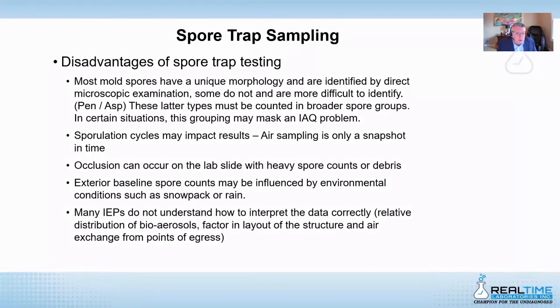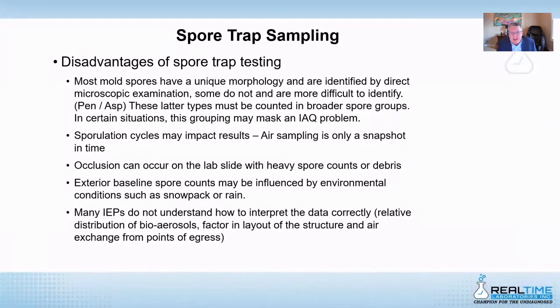You also have occlusion on the lab slide. And essentially what occlusion on the lab slide is when there's heavy particulate matter, whether that's other spores or maybe fiberglass or insulation or dust, covers up that lab slide. When the technician looks at it underneath the microscope, you can't make out and count all the mold spores that are there or differentiate, and therefore you're going to get a negative bias on your results.